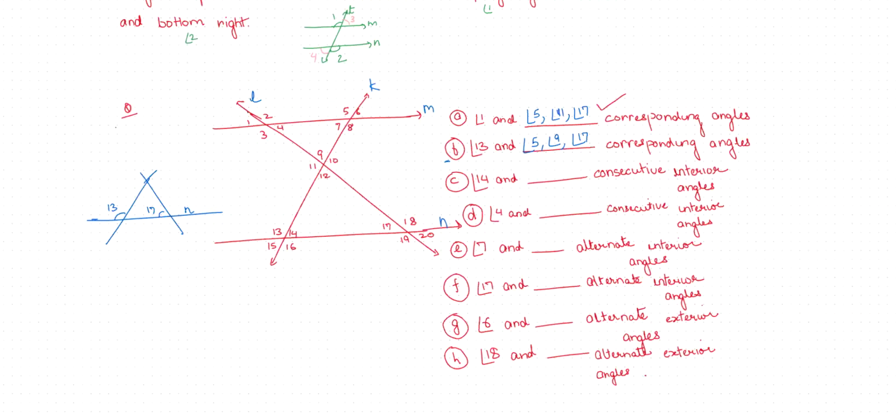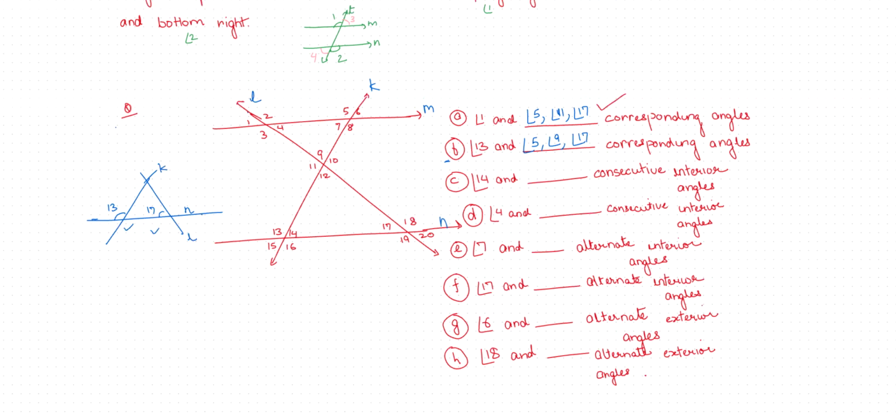So in this case, we can see that 13 and 17 are corresponding angles, and line N is the transversal. So this is line K and this is line L. So lines K and L are the two lines and N is the transversal. So 13 and 17 are corresponding.